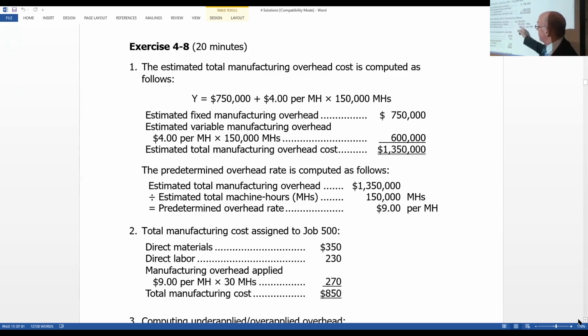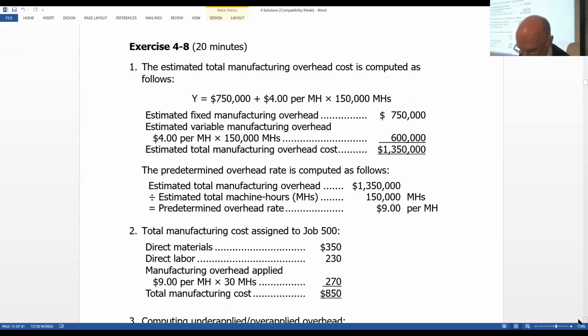So the predetermined overhead rate is the 1,350,000 divided by the number of machine hours you think you're going to expend, and that gives you $9. So for every hour the machine runs, you add $9 to overhead. That's how you'd use that. Every hour the machine runs, add $9 to the overhead. That's it for part 1.